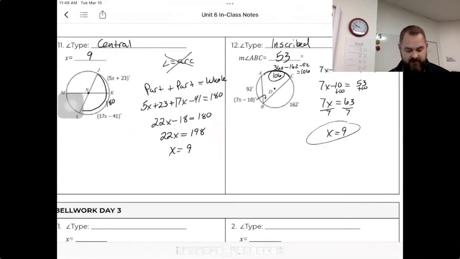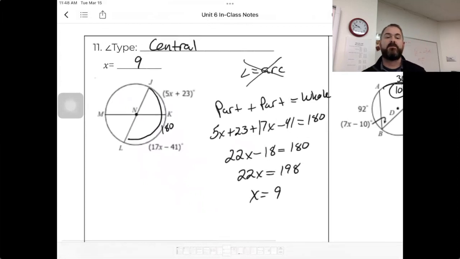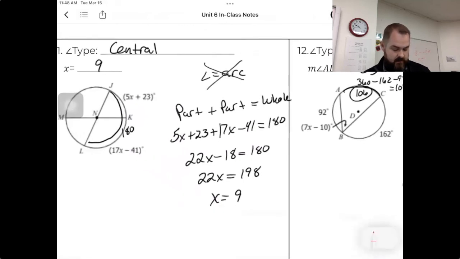Okay. And then finally, these last 2, number 11 is another central angle. Again, angle does equal arc, but this goes back to our problem that we did at the very beginning, where I'm really looking at just the parts adding up to a semicircle here. Okay, I have another semicircle, 180 degrees. So the 2 parts add up to equal 180, and x is 9.